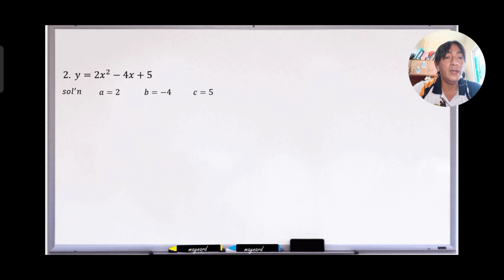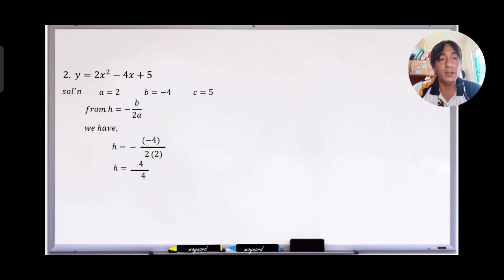Yan yung ating y-intercept. Okay, so from the same formula that we used earlier, so h is equal to negative b over 2a. Substitute lang natin yung mga given na yan. We have now h is equal to negative. Negative ang ating b, which is negative 4. So, 2, ang a natin is also 2. Simplify natin. Negative times negative 4 will be positive 4 na. And then, yung denominator natin is also 4. So, 4 divided by 4 is equal to 1. So, ang h natin now will be 1.